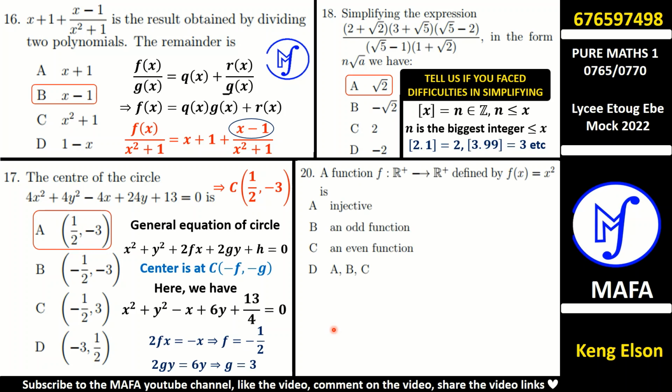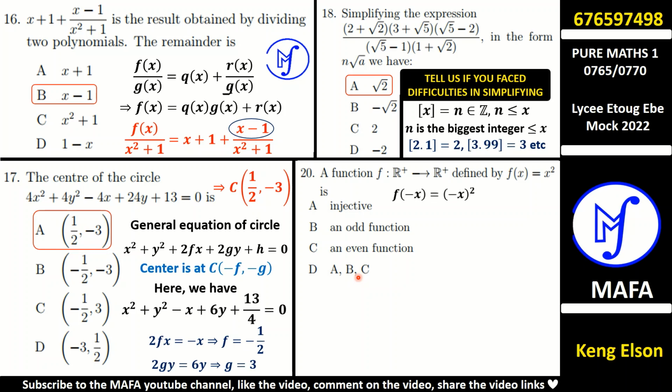Now the last question is question 20. A function f defined from R plus to R plus, defined by f of x equal to x squared, is it injective? Is it an odd function? Is it an even function? Or is it injective, being odd and even?